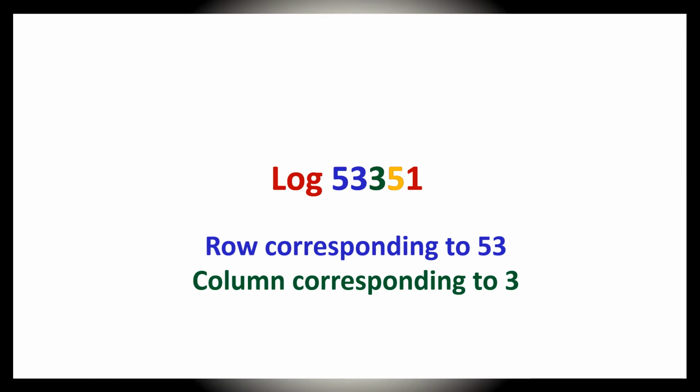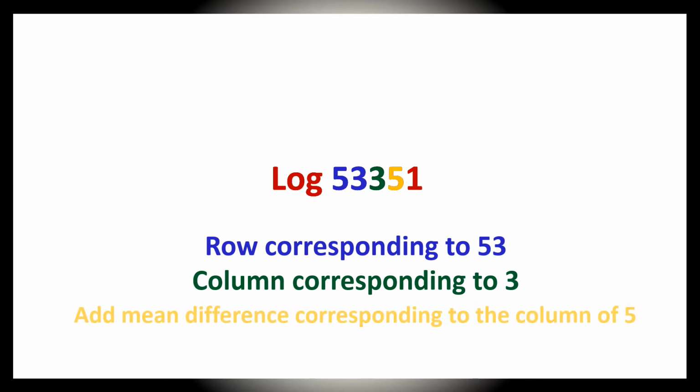So when looking into 53rd row, third column, we get a value. And with this value, we have to add the mean difference corresponding to the column of 5. That is the value required. That is, we get a value from the 53rd row and third column. With that value, we have to add the value in the fifth column of mean difference. Then we get the log of 53,351.